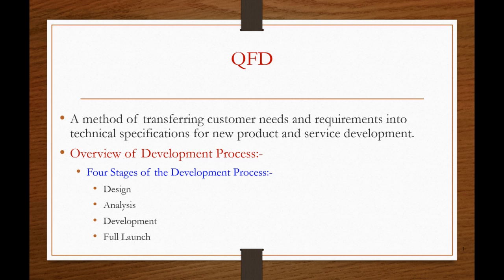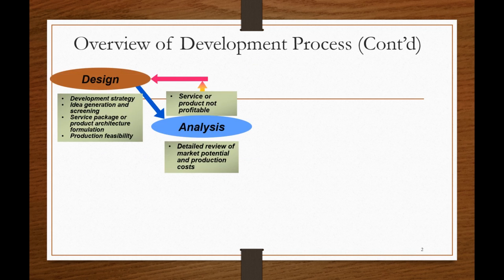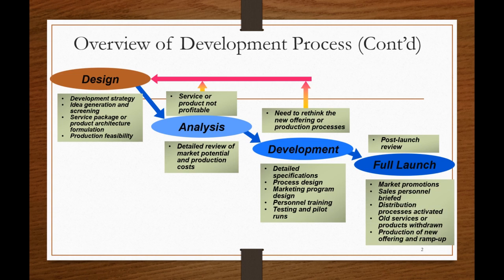The 4 stages of the development process are design, analysis, development, and full launch. Here, first the design, second the analysis, third the development, and fourth full launch. In the design phase: the development of strategy, idea generation and screening, service package or product architecture formulation, and production feasibility. The analysis phase: detailed review of market potential and production cost.